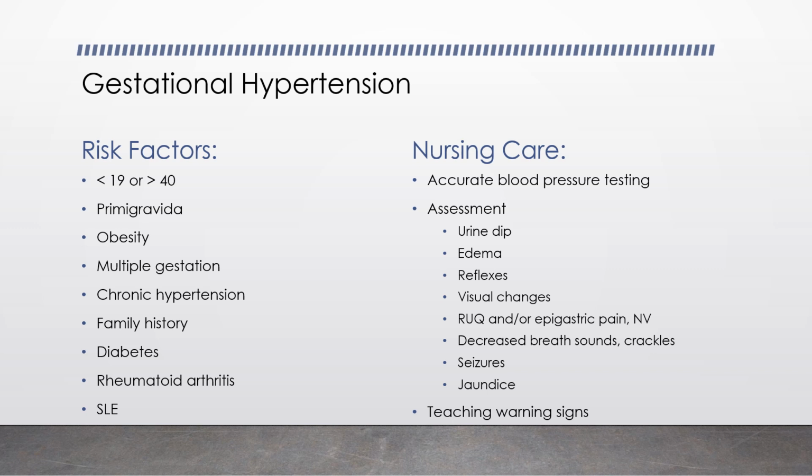If the blood pressure cuff is too big, then you're going to get an abnormally low reading. If the blood pressure cuff is too small, you're going to get an abnormally high reading. You need an accurate blood pressure. Other assessments include urine dip for protein, assessing edema.